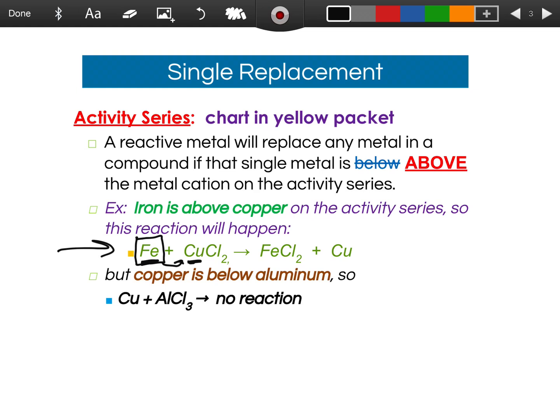So iron is, in fact, on top of, or higher up on the list compared to copper. So this reaction will happen. So iron is going to replace copper, copper gets kicked out of the way, iron would then combine with chloride, and here copper is by itself. So when you're looking on the activity series, you want to see if the single element is above the metal that it's trying to replace on that activity series list.